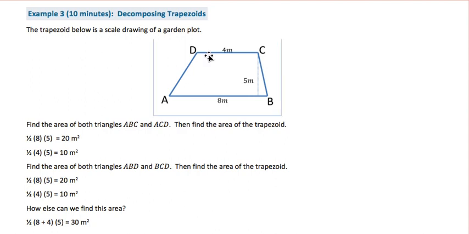So to find areas of shapes that are unusual to you, cut them into pieces like triangles and rectangles that you do recognize. And as long as you have the measurements that will help you get the new measurements of those triangles and rectangles, you can easily use those to solve the problem.